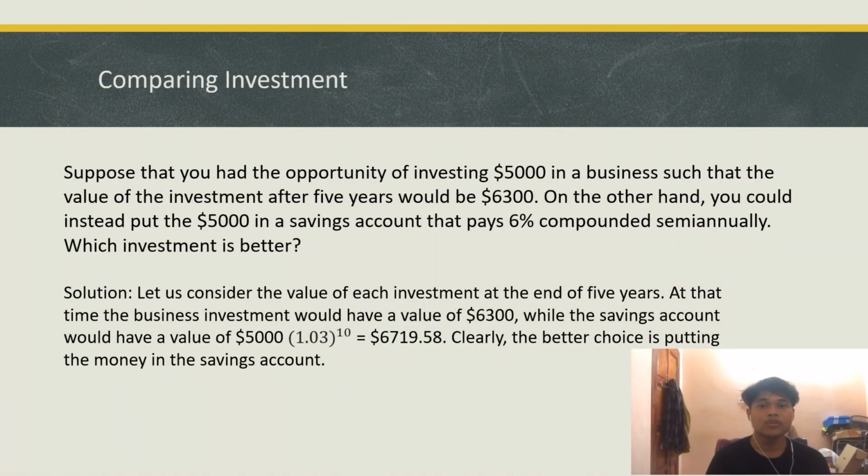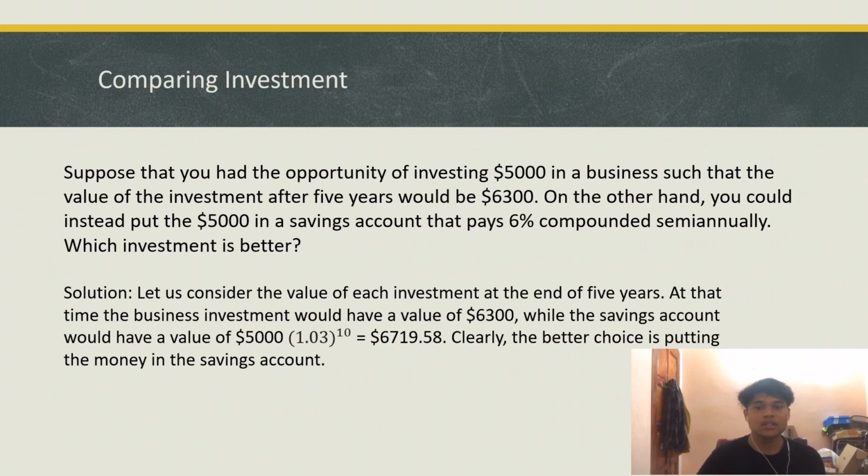So next we're going to compare investments. Suppose that you had the opportunity to invest $5,000 in a business such that the value of the investment after 5 years would be $6,300. On the other hand, you could instead put the $5,000 in a savings account that pays 6% compounded semi-annually. Which investment is better? So now we're going to see which one will give us more profit. So now let's see what the solution is.